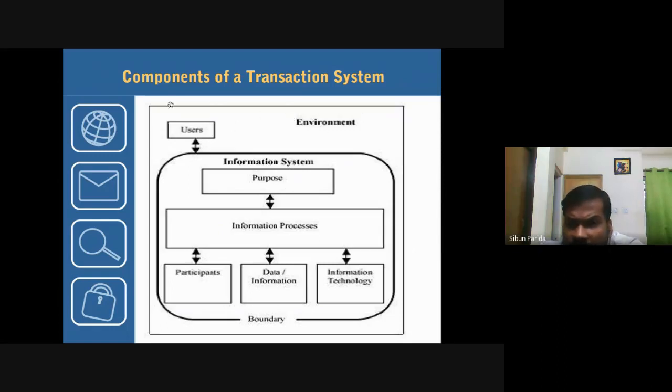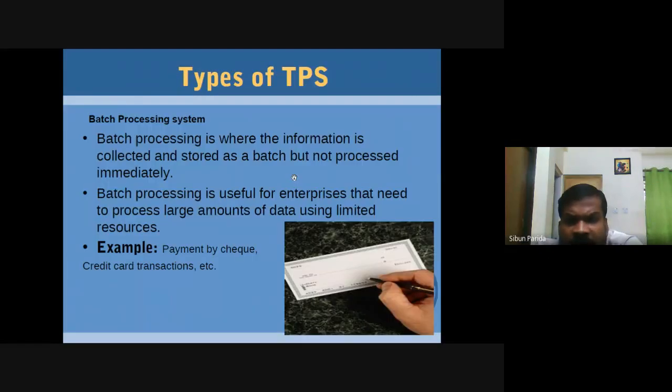This is our environment. So some users are there and they are communicating with the information system boundary. Inside this information system boundary, what is going on? Participants are there, data, information and IT are there. They are communicating with the information process for some purpose. That is called an information system.